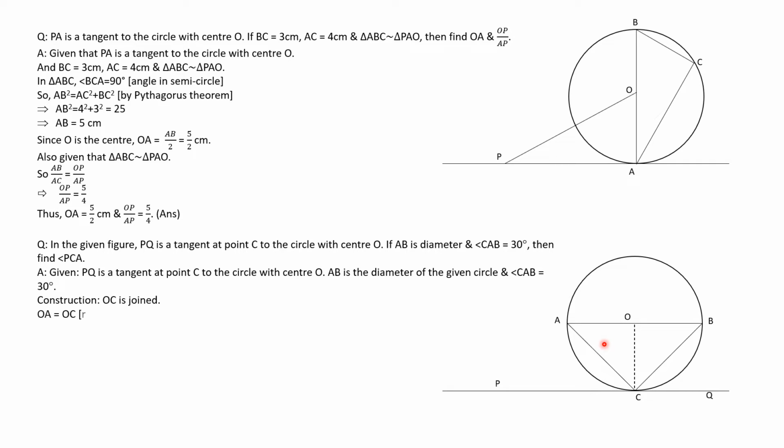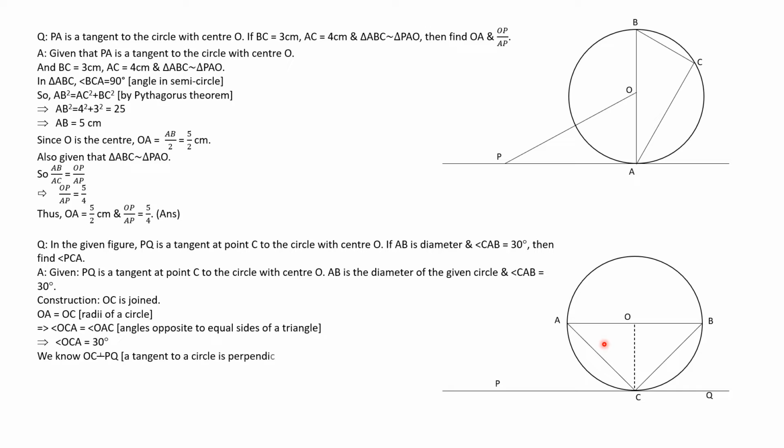Construction: OC is joined. Now, OA equals OC because they are radii of a circle. Angle OCA equals angle OAC because angles are opposite to equal sides. So this implies angle OCA equals 30 degrees. We know OC is perpendicular to PQ because the tangent to a circle is perpendicular to the radius at the point of contact. Here C is the point of contact. So we can write angle OCP equals 90 degrees.